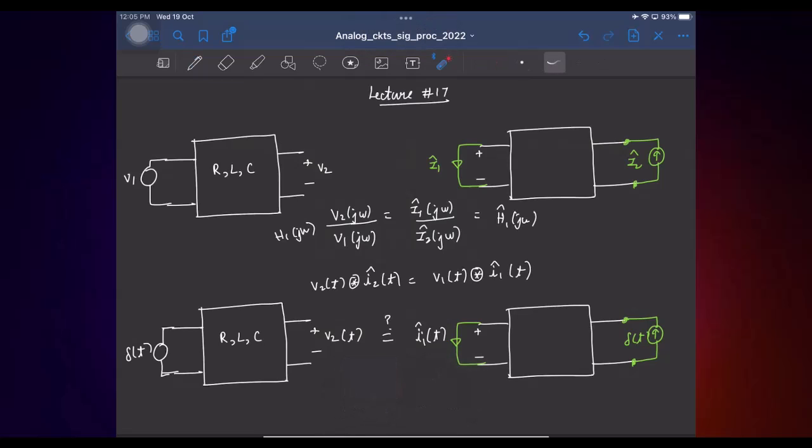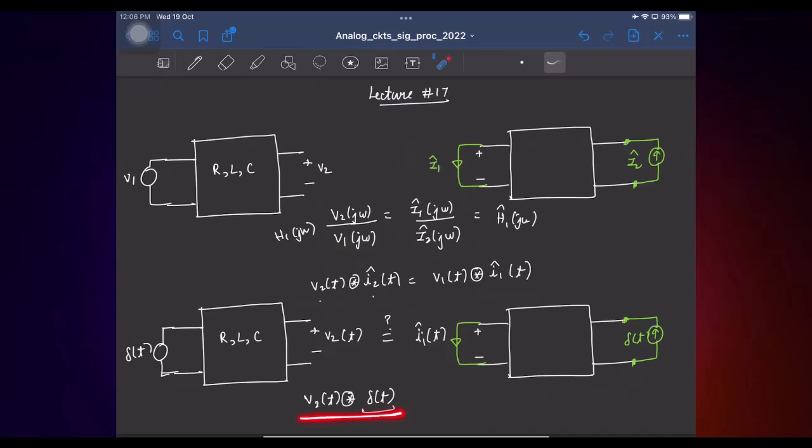See, if you think about it, if you use a time domain relation, here I have V2 convolved with I2 hat. So what is I2 hat? Delta of t, right? So basically we have V2 of t convolved with delta of t. Okay, this is a current, remember. So what is the dimension of this quantity, or units of this quantity?